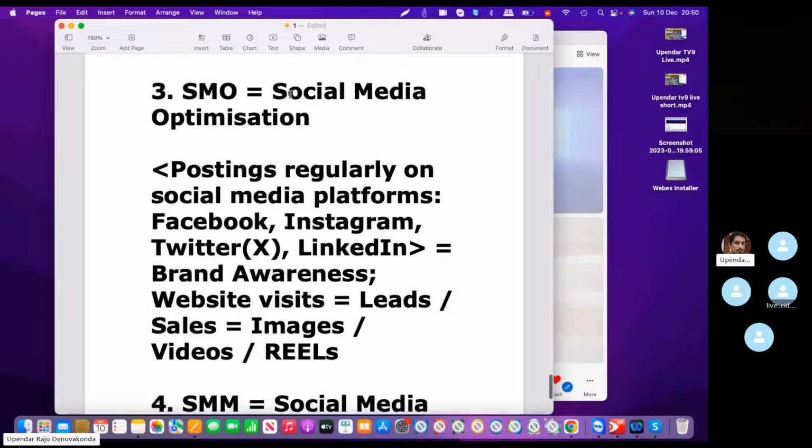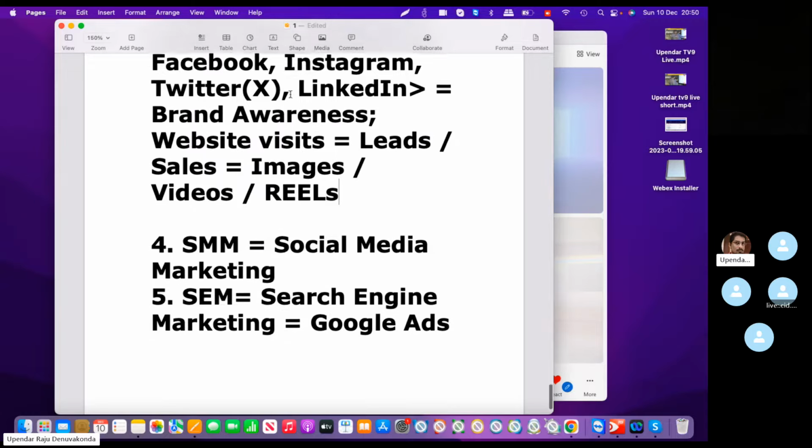And what are the outcomes? The outcomes are you will get the brand awareness, and from the brand awareness, you will also get the website visitors. From the website visitors, you can also get the leads and sales, and from there again, you will get the customers, and you will get the revenue, and you will get the profit. Yeah, so this is called social media optimization.